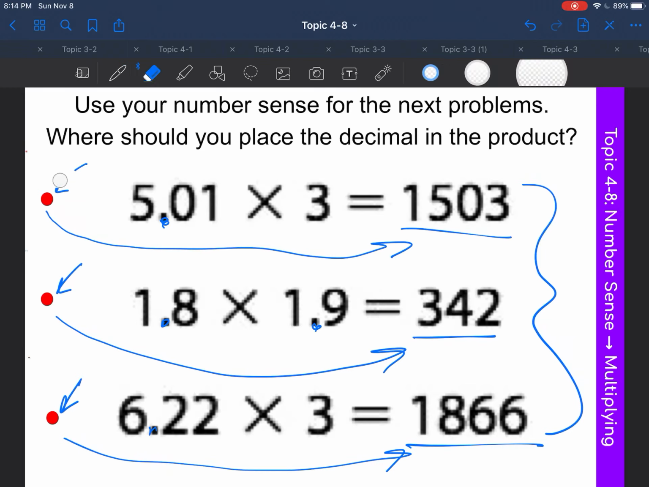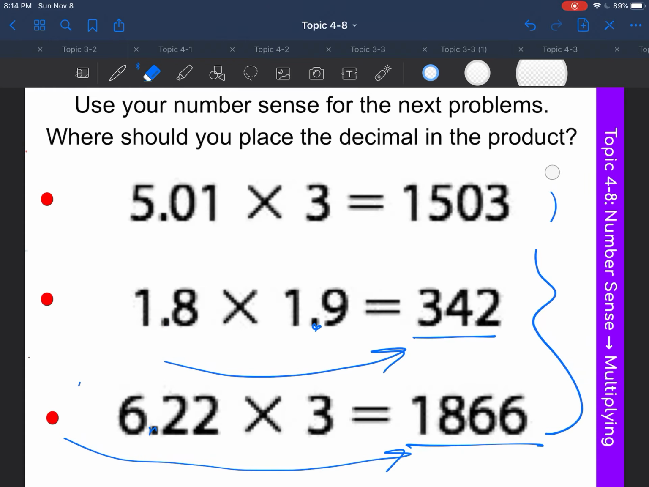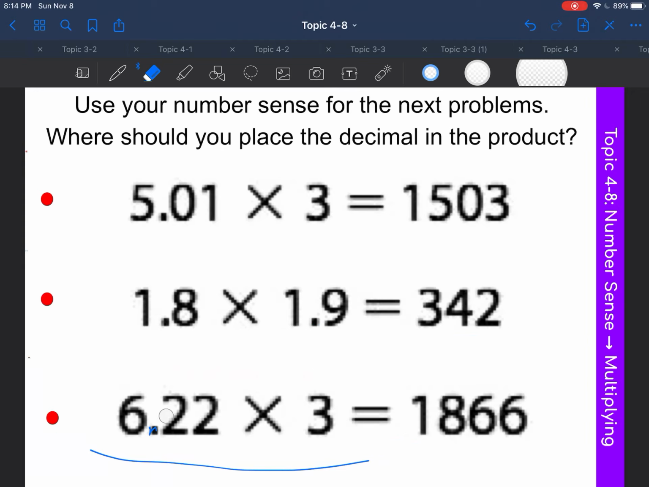Okay, so what I want you guys to do right now is to estimate all of those and see, so do that in your workbook right now. See where those decimal places go and drag those decimal places. And then we'll go over it together and you can check your work.